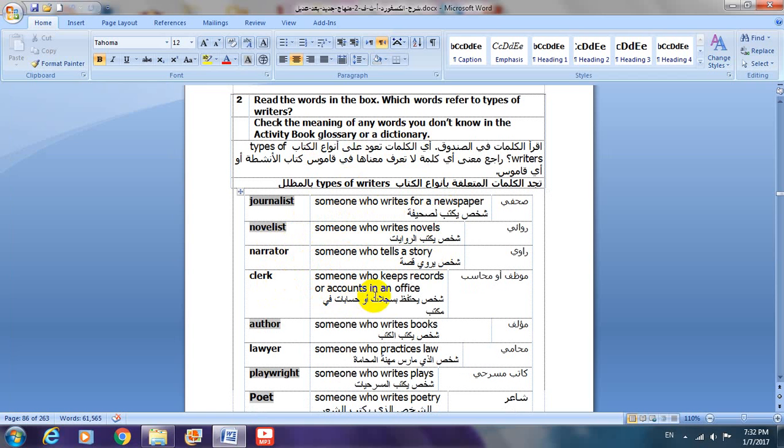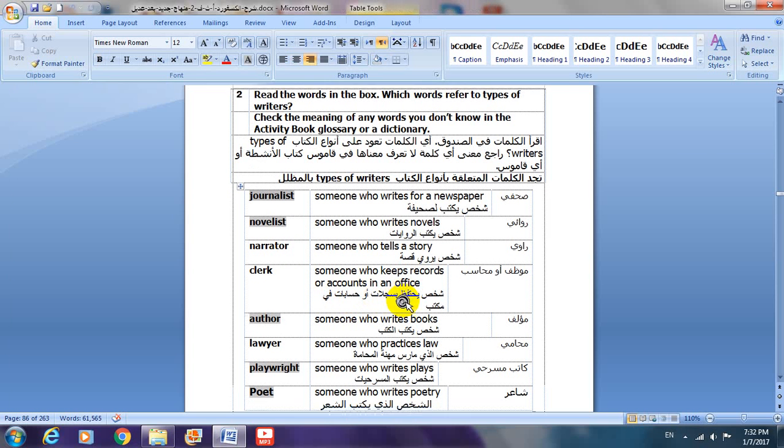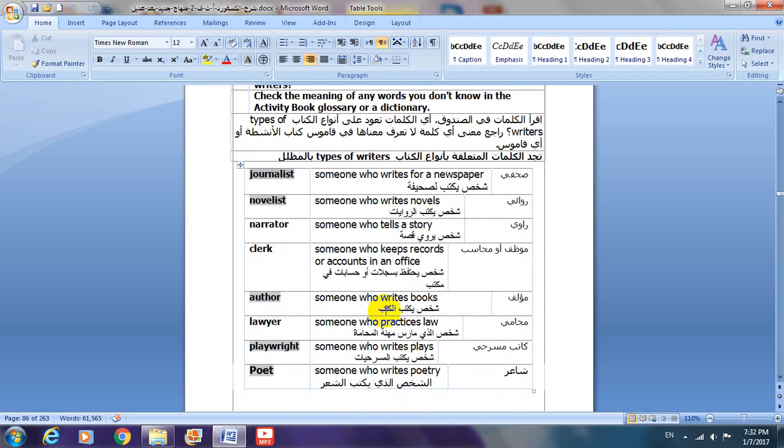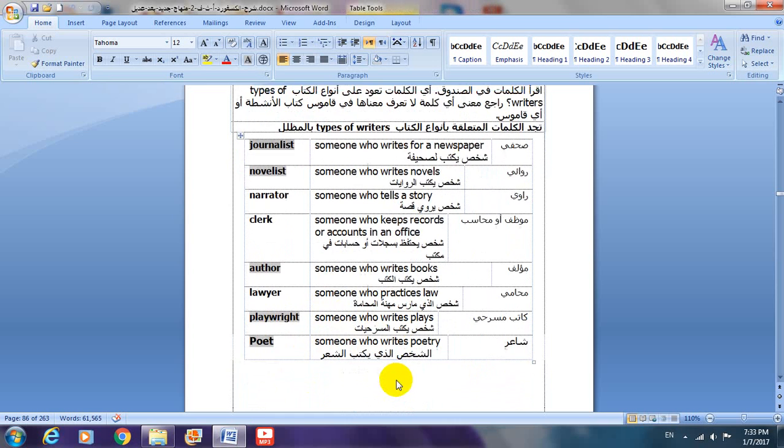Clerk: someone who keeps records or accounts in an office. Author: someone who writes books. Lawyer: someone who practices law. Playwright: someone who writes plays. Poet: someone who writes poetry.